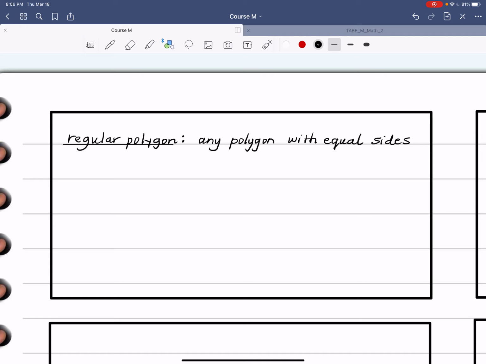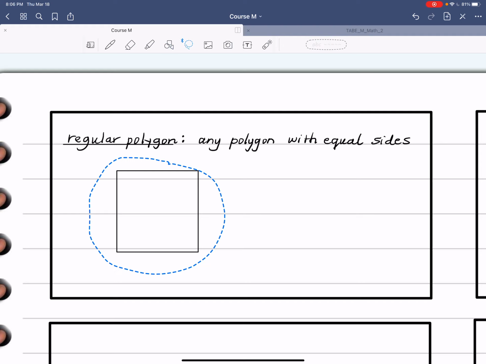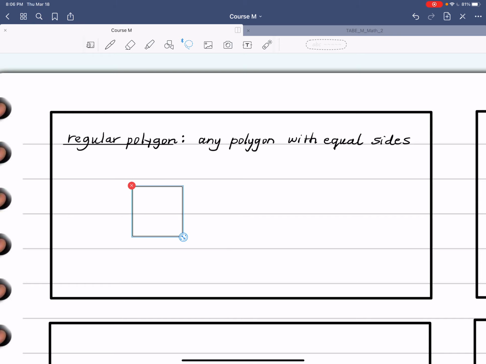So let me give you an example. Here is, let's pretend that this is a square. Sorry about that if you heard my text message go off. I thought it was muted, but apparently not. This is one side, two sides, three sides, four sides. They're equal, so it is regular.